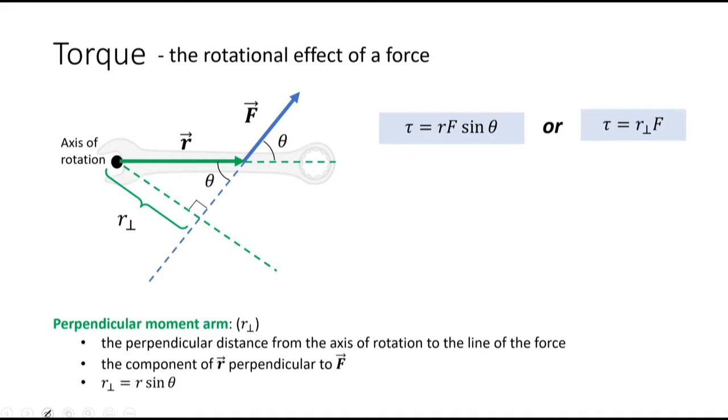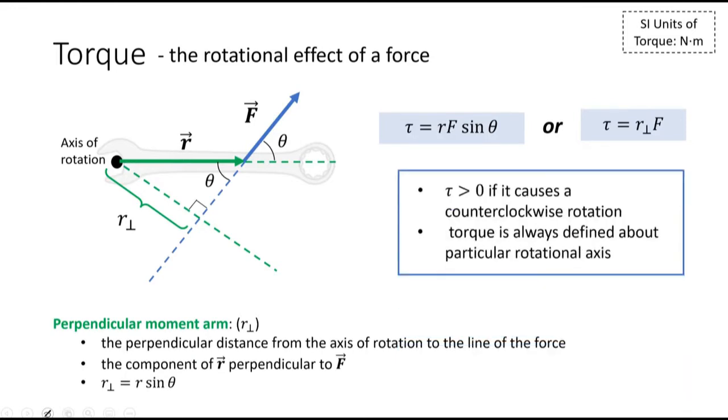Okay. So then just a few more notes on torque. Remember, it has units of newtons times meters. And the direction of torque is generally positive if it causes a counterclockwise rotation, and it's negative if it causes a clockwise rotation. Okay, and it's really important that you always define the axis of rotation about which the torque is rotating.